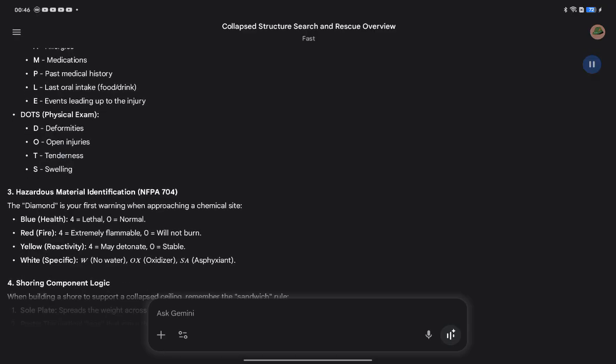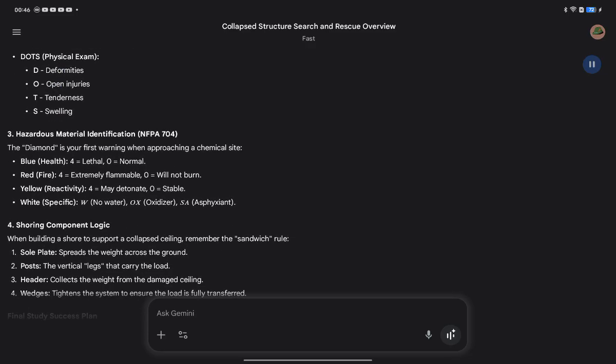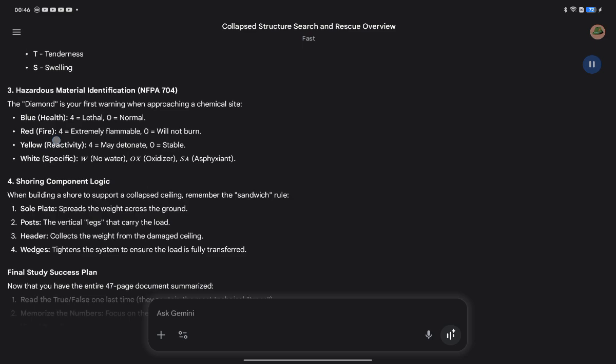DOTS, physical exam. D, Deformities. O, Open injuries. T, Tenderness. S, Swelling. 3. Hazardous material identification, NFPA 704. The diamond is your first warning when approaching a chemical site.